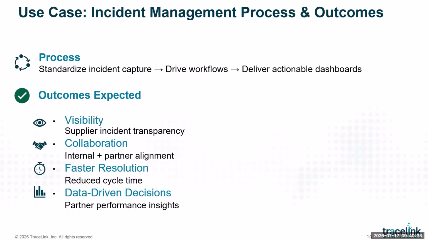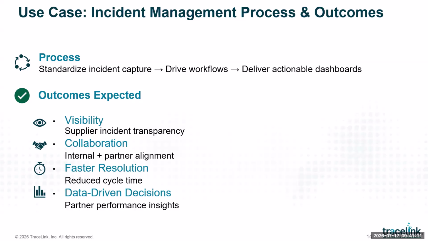This structure improves visibility right away. Teams can see what happened, where it happened, who is responsible, and what the current status is. Clear visibility reduces confusion and helps everyone stay accountable. The process also improves teamwork. Internal teams and supply chain partners work in the same system. They share updates, attach documents, and track corrective actions in one place. This setup removes silos and helps teams make decisions faster.